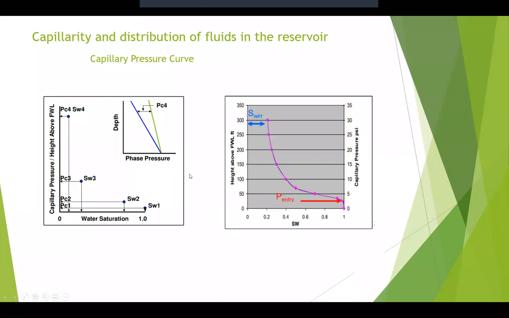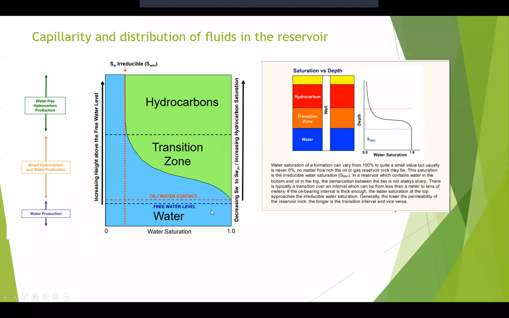So now we come to the interpretation of this curve, the capillary pressure curve. So this is the curve, as I mentioned before. When we get this curve from the core data or from the lab, with this asymptote's intersection with the horizontal line, we can get what we call the irreducible water saturation. So this is the irreducible water saturation that we have in the field. And in this area of the field, we are producing only pure hydrocarbon.